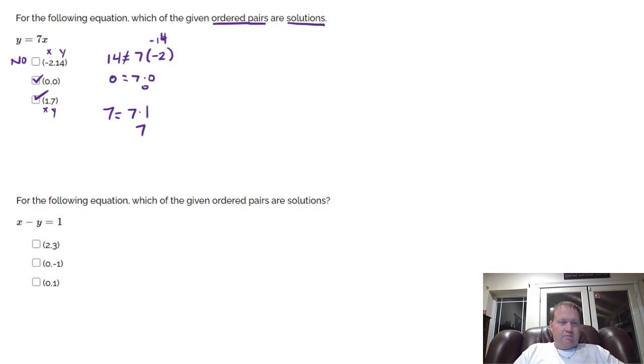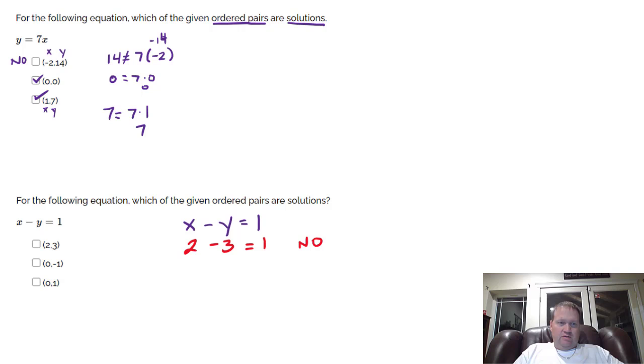And here's a separate problem. This time it's a little bit more complicated because we've got x minus y equals 1. So in place of x and y, we're just going to copy it down. Ready? We're going to go x minus y equals 1, and we're just going to rewrite each one. So x is 2 and y is 3. So 2 minus 3 equals 1, and 2 minus 3 is a negative 1. This is a no. Those things don't work.